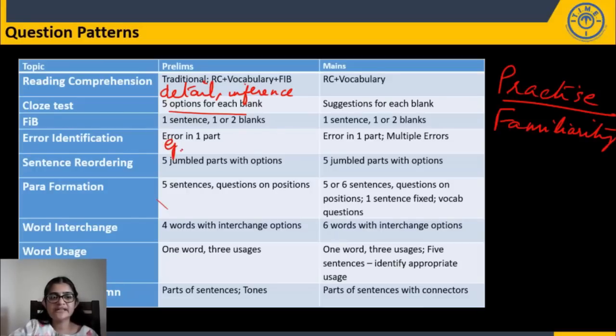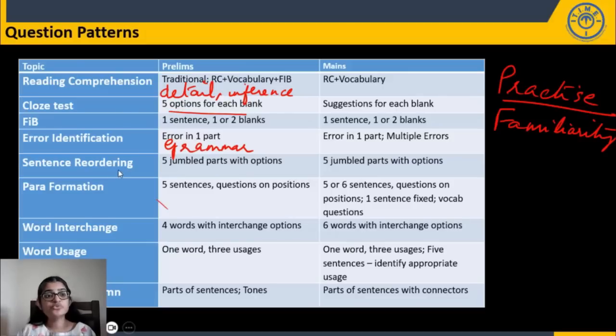This is a test of your grammar concepts, okay, application of grammar concepts in communication, that is error identification. So typically in the prelims exam, you will be given a sentence that is divided into multiple parts and you have to pick the part with the error. If there are no errors, sometimes there is an option for no error. Also, when it comes to mains, apart from this pattern, there is also the possibility of a pattern where you have multiple errors.